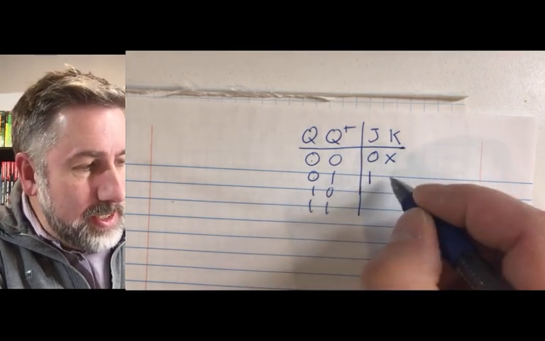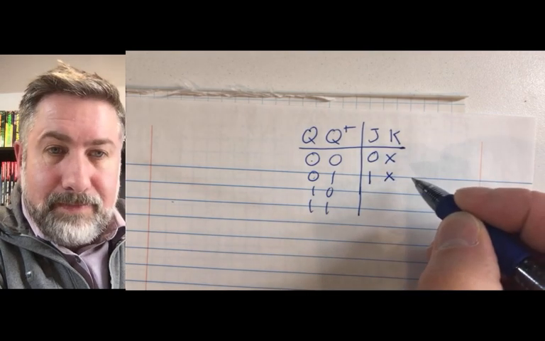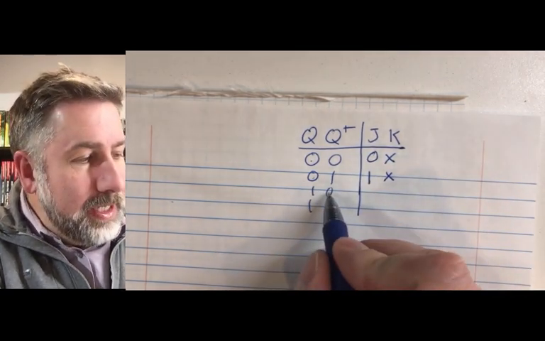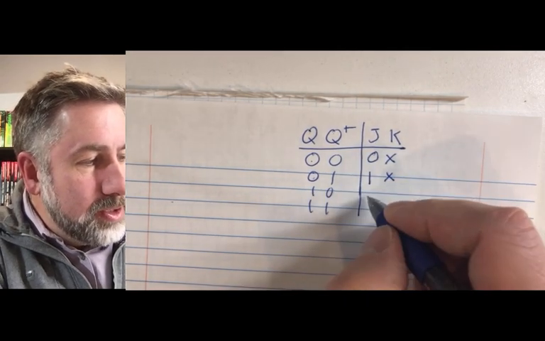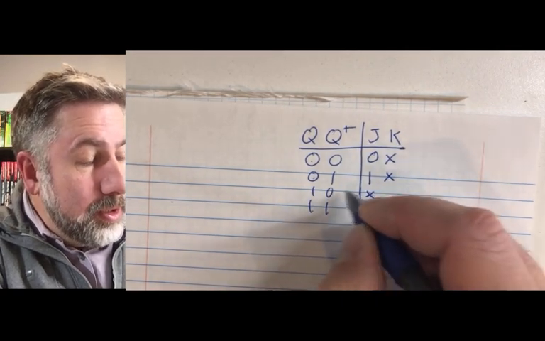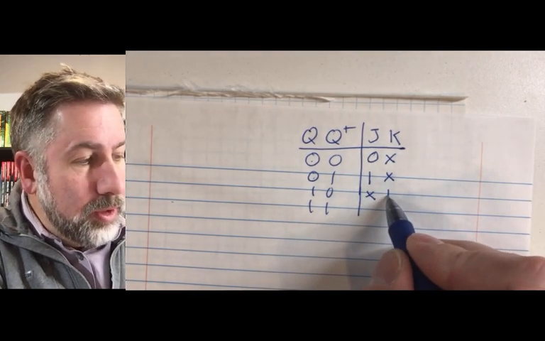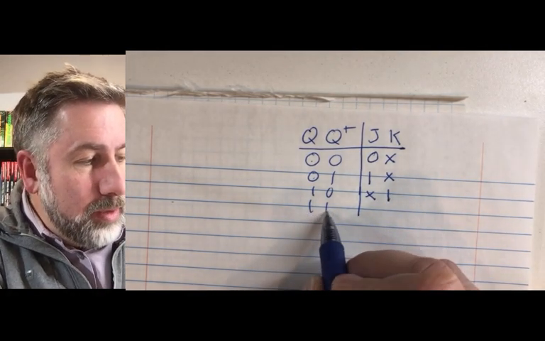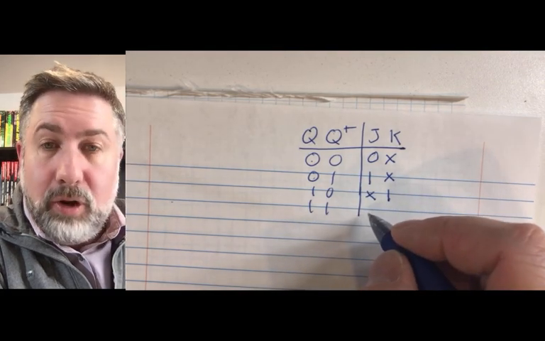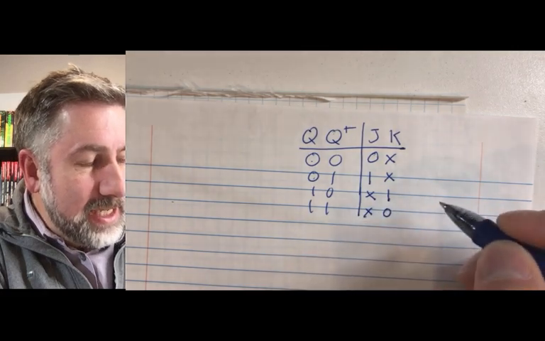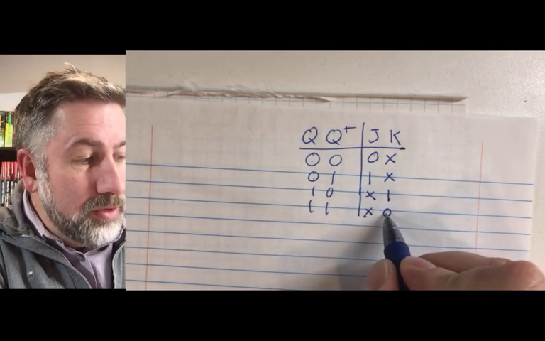So J has to be 1, but K doesn't matter. 1, 1 for toggle, 1, 0 for set. Then again, if I'm in state 1 and I want to go to state 0, I can either toggle or reset. 1, 1 for toggle, 0, 1 for reset. And if I'm in state 1, I want to go to state 1, I can either hold or set, which is X and 0. 0, 0 for hold, 1, 0 for set.